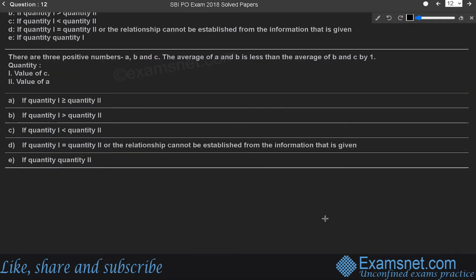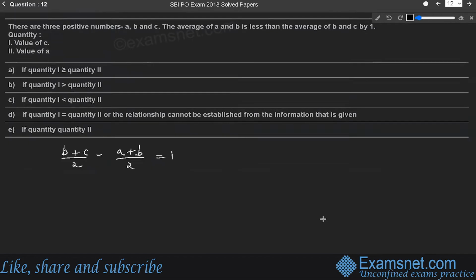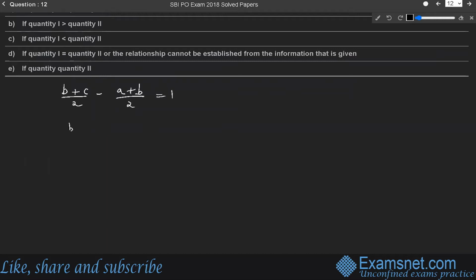Next part of the question is, there are three positive numbers A, B and C. The average of A and B is less than the average of B and C by 1. So the equation will be (B plus C) by 2 minus (A plus B) by 2 is equal to 1. This shows that the average of A and B is less than the average of B and C by 1. So on further solving, it will be equal to B plus C minus A minus B is equal to 2, or we can say that C minus A will be equal to 2.